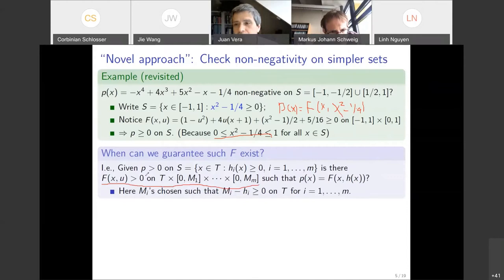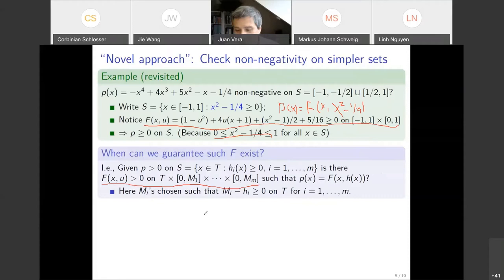Because you wrote, notice F is this, that's just one choice of F that's possible. Yeah, so this F is one possible choice, and what I notice is that it's non-negative on this set. This particular polynomial is non-negative, and when I do this replacement, I get that this is a certificate of non-negativity for P on F. So the question is whether I can build such a certificate.